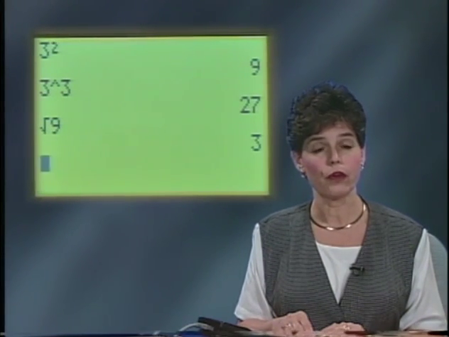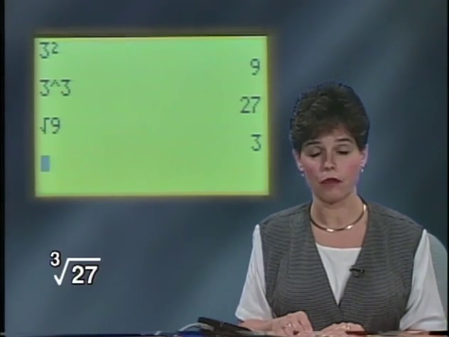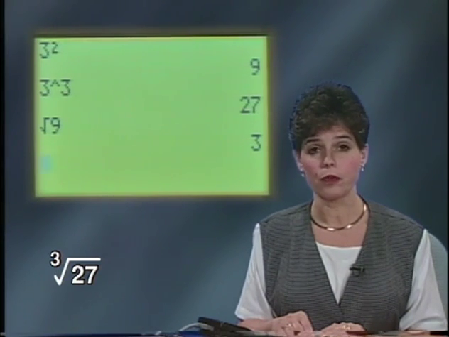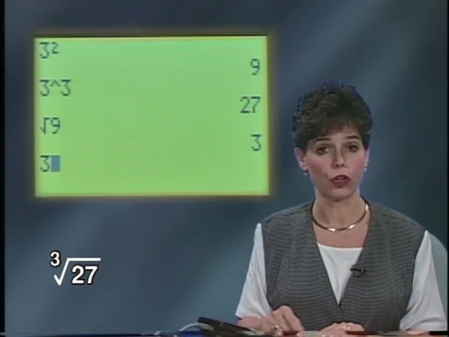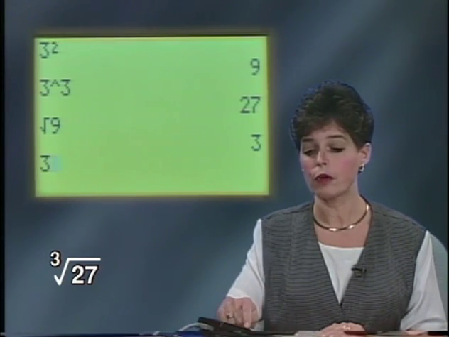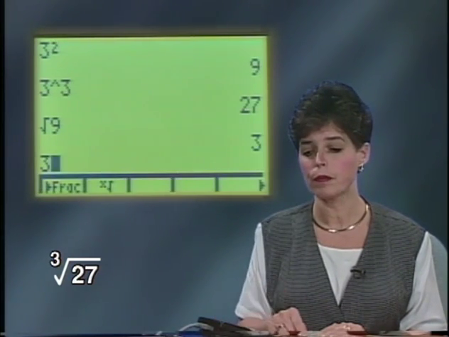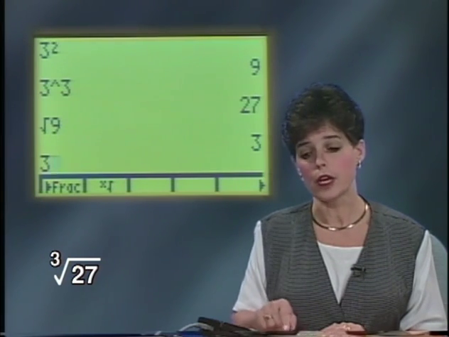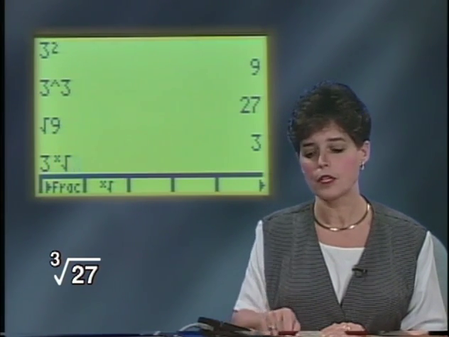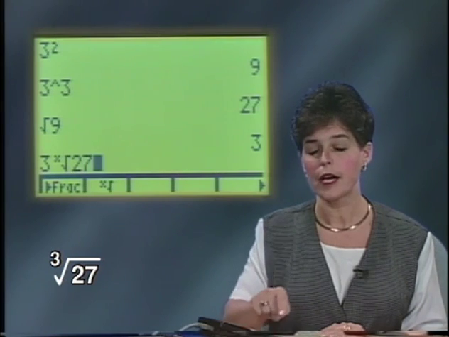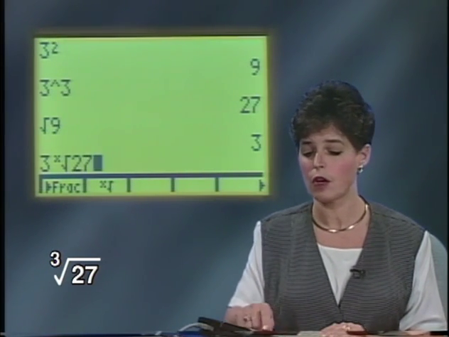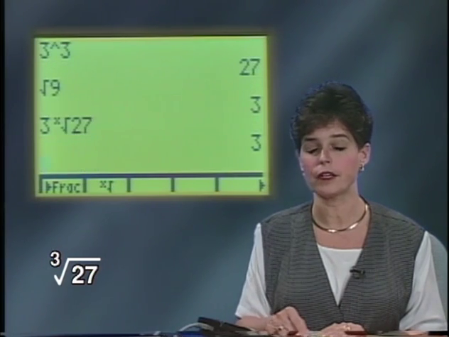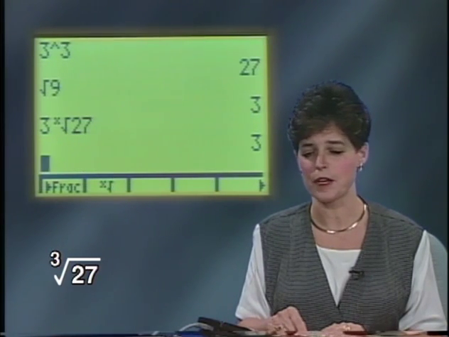Well, our problem that we're going to do is the cube root of 27. In order to put that on the calculator screen, I'm going to press 3 for cube root. I'm going to go to my custom menu. I'm going to choose xth root, type 27, and this is what I need to find the cube root of 27. When you press enter, you find that you do indeed get 3.